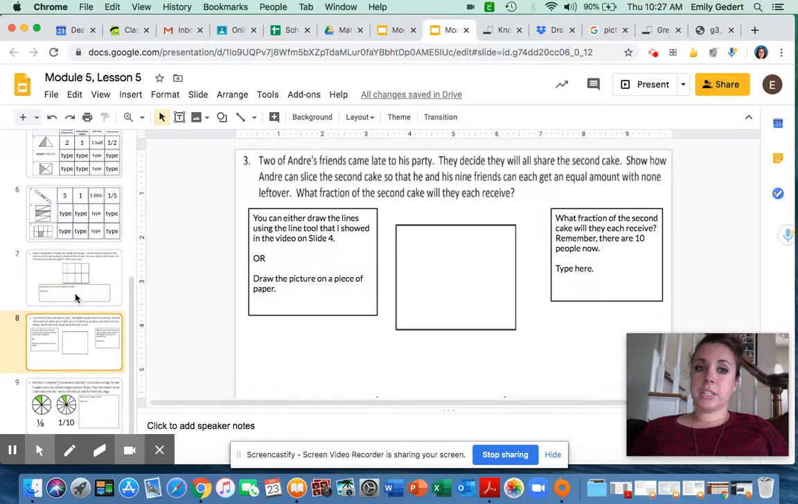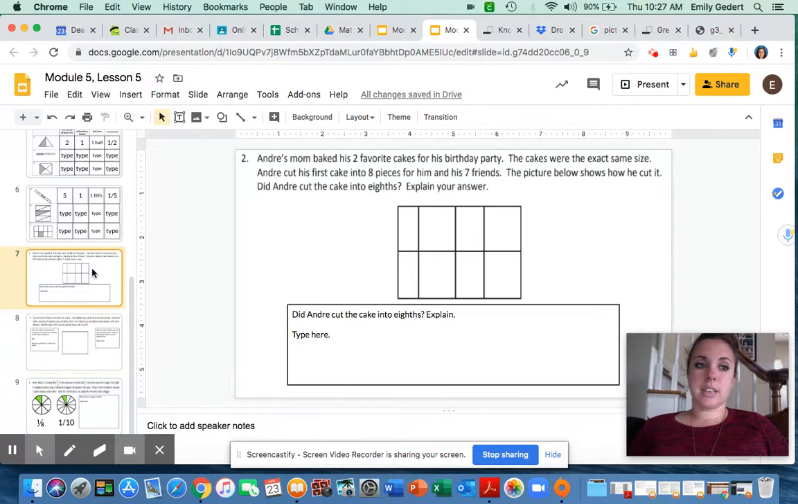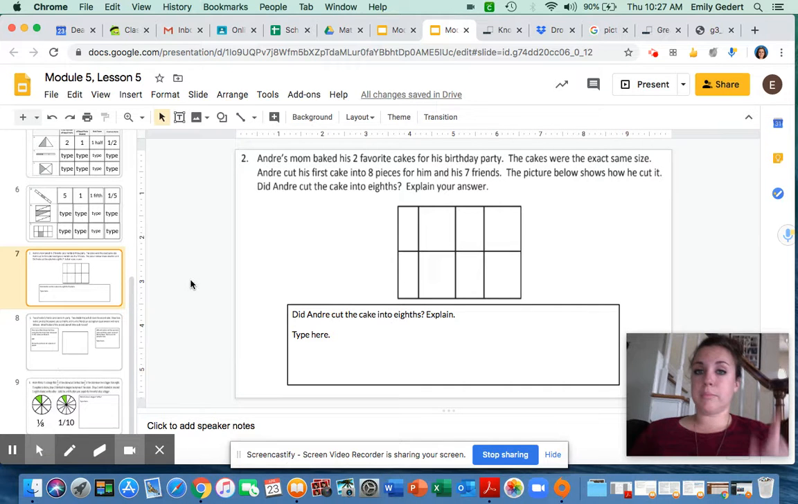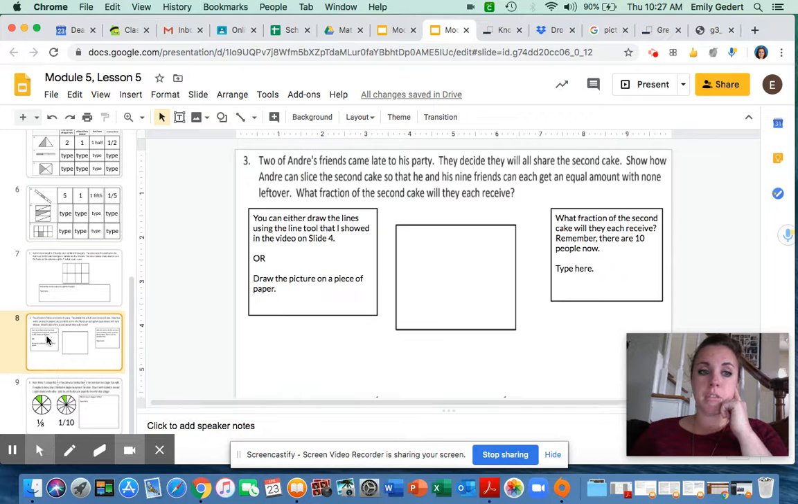Number 3, don't do number 3 until you've done number 2 because they go together. This one says two of Andre's friends came late to the party. So we knew that there were 7 friends plus Andre here, so there were 8 people. Now 2 more came. So keep that in mind when you're answering number 3.